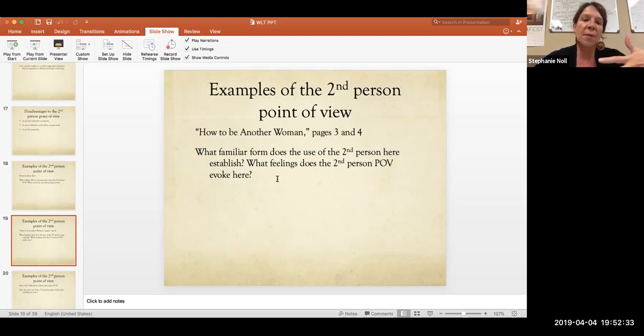What familiar forms does the use of the second person here establish? But that other question about feelings. What feelings is the second person evoking here? Let me pull that up.